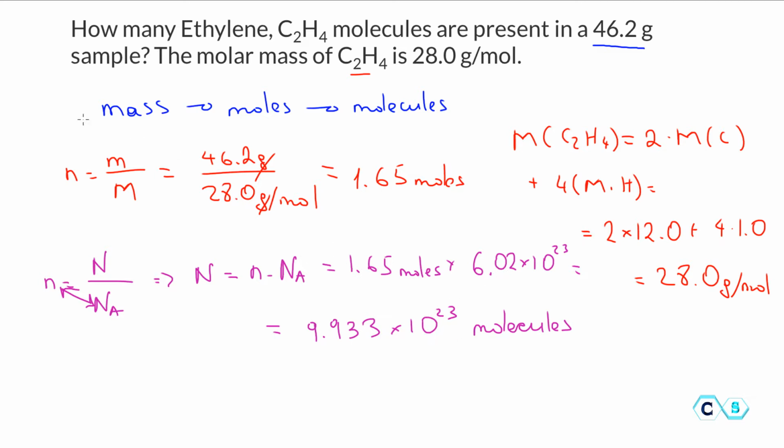But we also need to pay attention to the significant figures here. So 3 significant figures. The answer also needs to have 3 significant figures, which means that we're going to look here, we're going to keep these 3 figures. We do not consider the exponents, because this is just about the order, the magnitude of the number. This is not about significant figures. So 9, 9 and 3 need to stay. The last 3 needs to be dropped, and this is going to stay as 3 because this number is less than 5. So this is equal to 9.93 times 10 to the 23rd molecules of ethylene.